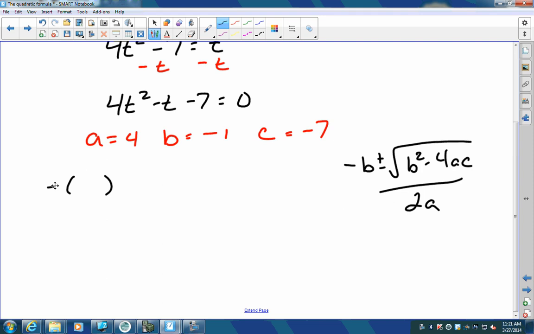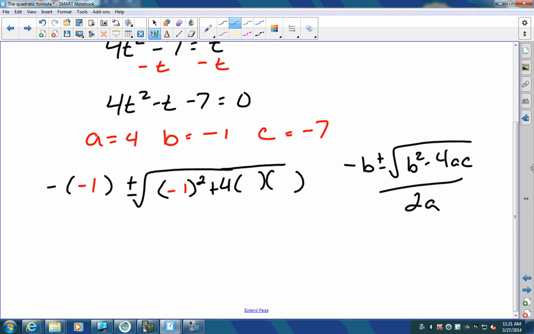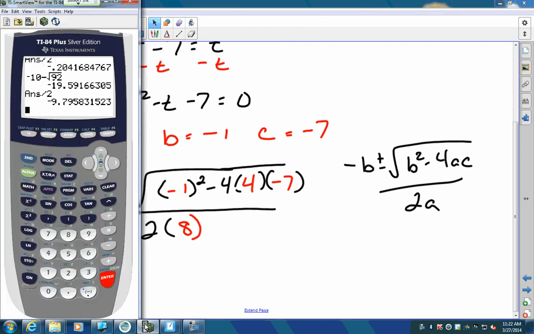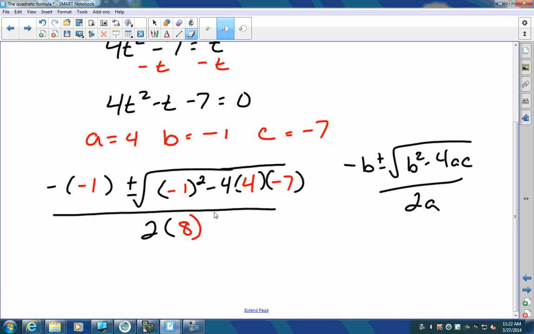Okay, so negative, and then you put B in there, -1, plus or minus the square root of B squared, -1 squared, plus 4 times A times C. A is 4, C is, oh, I already made a mistake. What did I do? I put +4. It should be -4. There we go. All over 2 times A, which is 2 times 4. Find the discriminant underneath the square root sign.